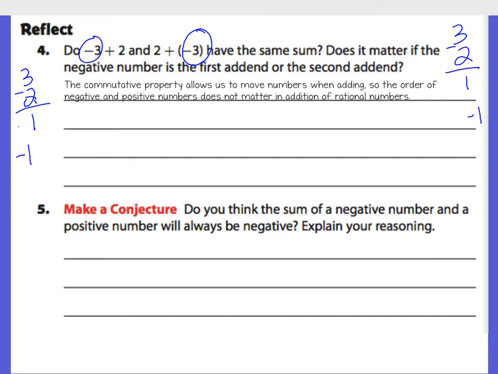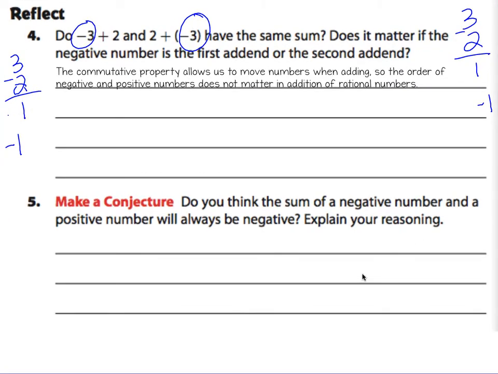All right, and now I want to have you think about this one. Do you think the sum of a negative number and a positive number will always be negative? Now remember, sum means the answer to an addition problem. So think of your addition rules. You're going to answer this one on your own, and it's going to be a discussion problem in class. So be ready to explain and defend your reasoning.